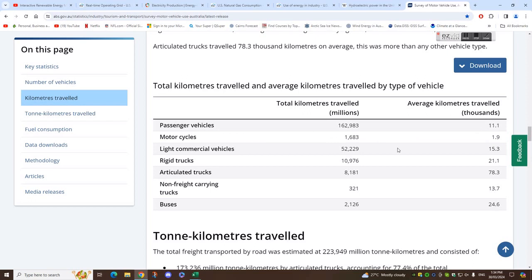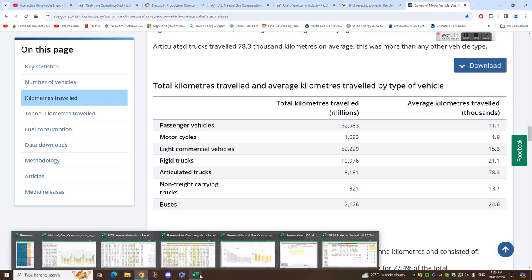Motorcycles 1.9 thousand, light commercial vehicles, so I think pickup trucks, 15.3 thousand kilometres per vehicle per year. Rigid trucks, so furniture trucks, 21.1 thousand kilometres. Articulated trucks, that'd be semi-trailers, 78.3 thousand kilometres per vehicle per year. And non-freight carrying trucks, 13.7 thousand. And buses, 24.6 thousand kilometres per vehicle per year.